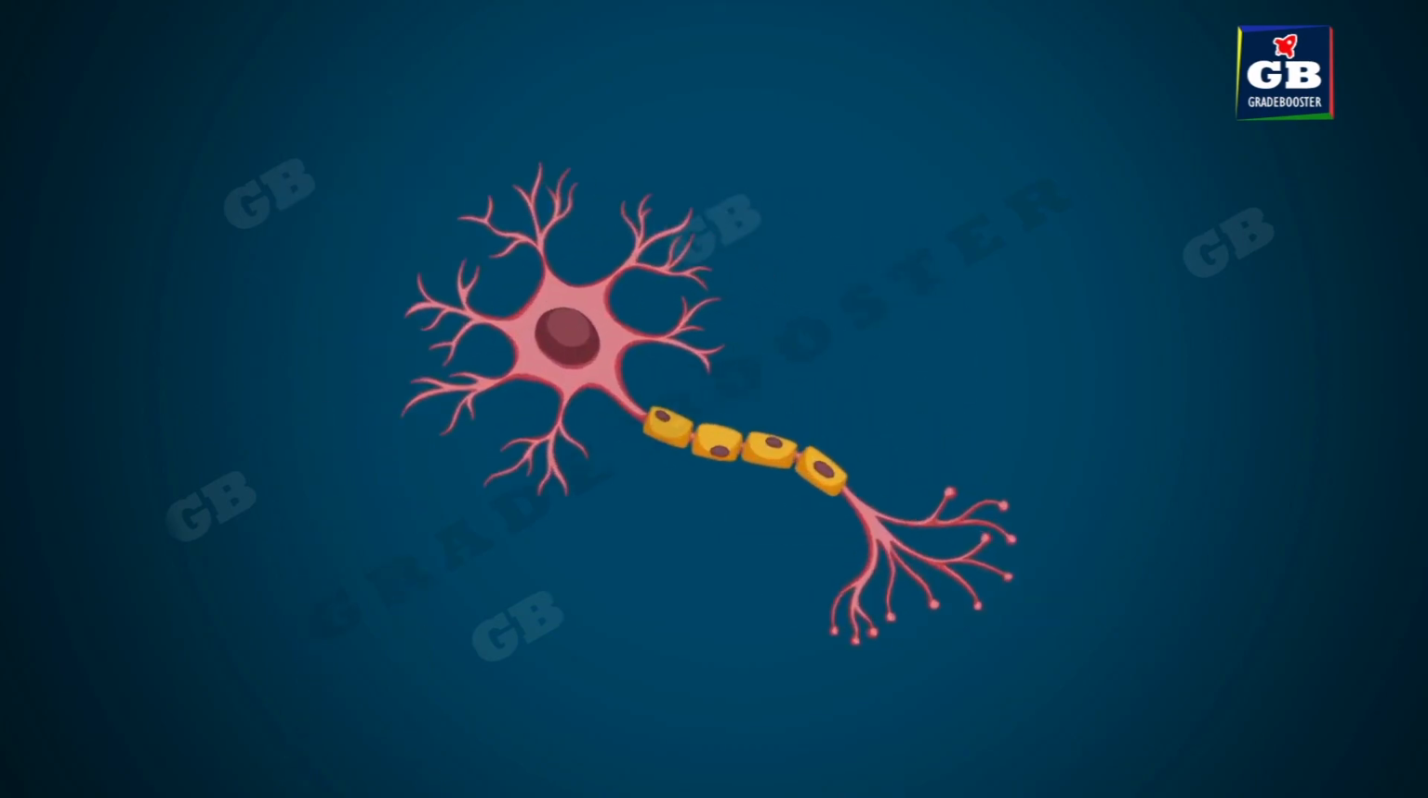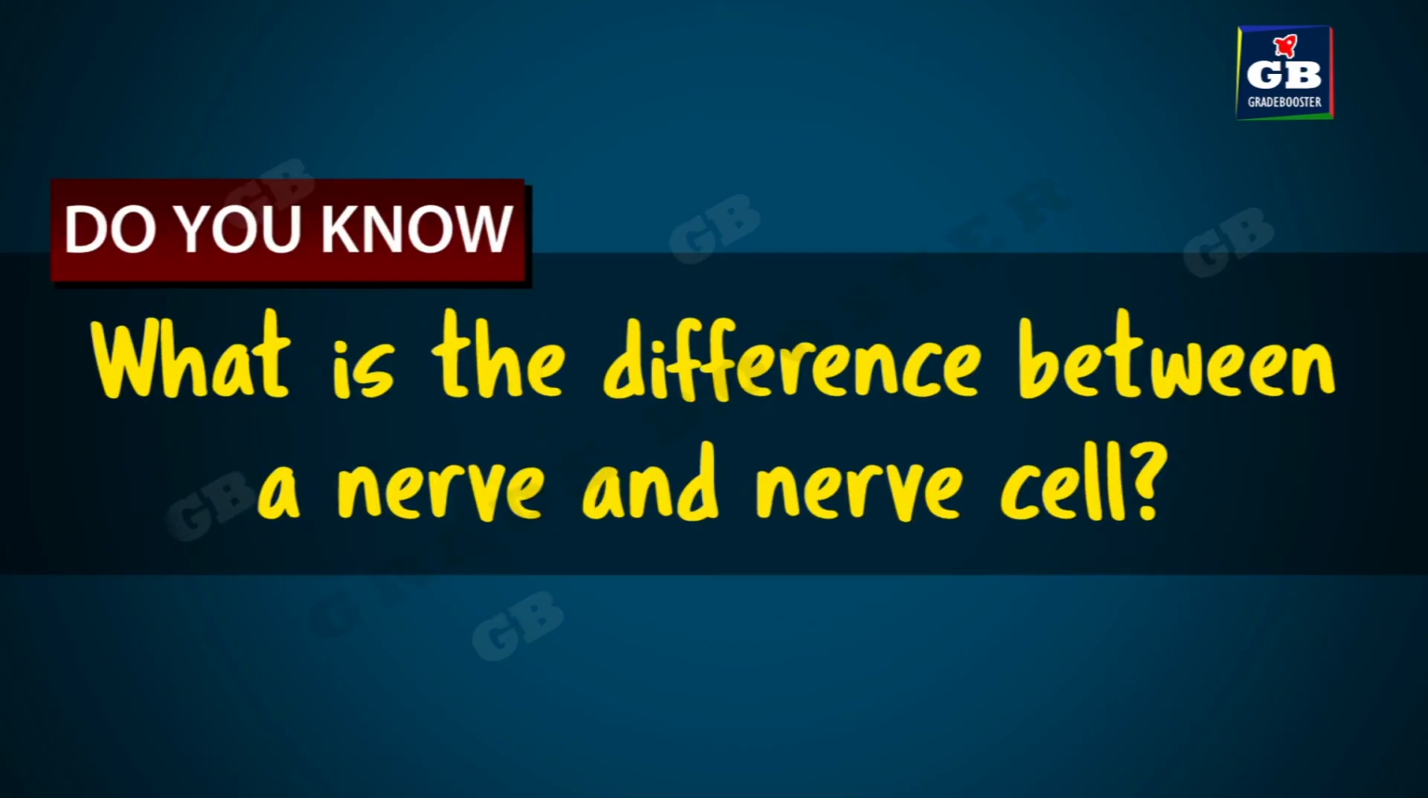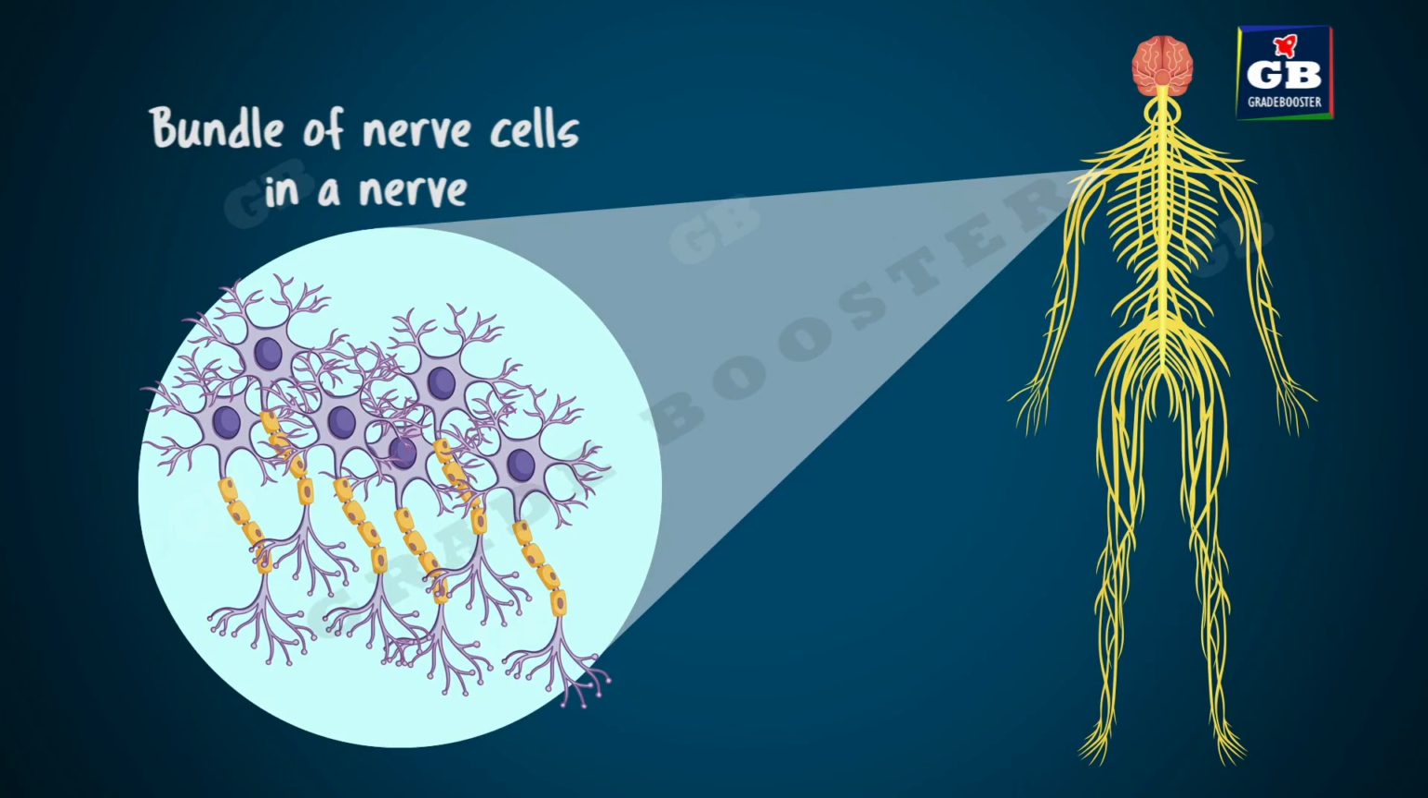Let us see the parts of a nerve cell. This is the cell body of a neuron. This is the nucleus, and these short processes that arise from the cell body are called dendrites. There is a long hair-like projection or process that arises from the cell body called the axon. What is the difference between a nerve and a nerve cell? A nerve is a bundle of nerve cells, many nerve fibers bound together by connective tissue to make up a nerve.